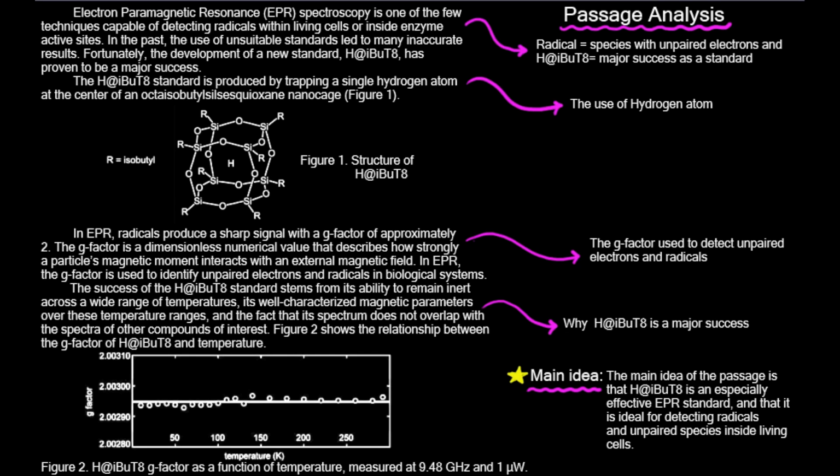On this slide, we're going to fully analyze the passage and create a passage map. The first paragraph does not provide many background science concepts that we have previously encountered. The main concept we may have encountered before is radicals, which are species with unpaired electrons, and this may be important to note. This paragraph introduces EPR and highlights the discovery of the new standard, which they refer to as the H@iBut8, which is described as a major success.